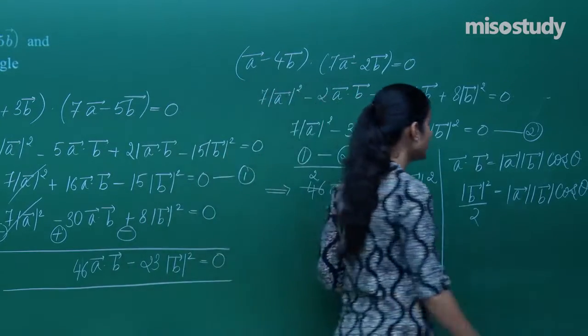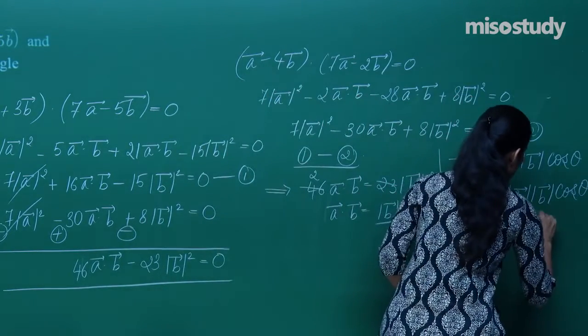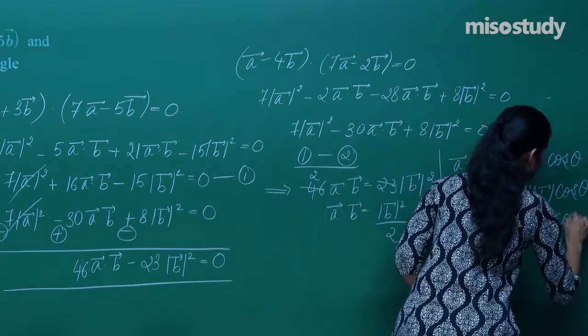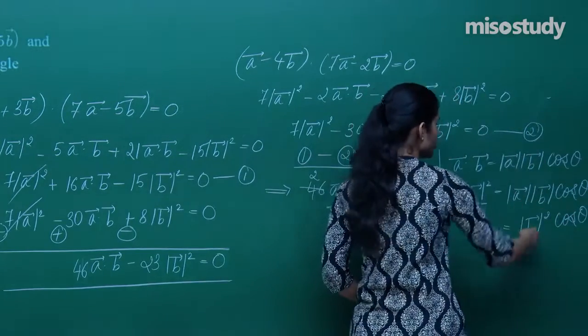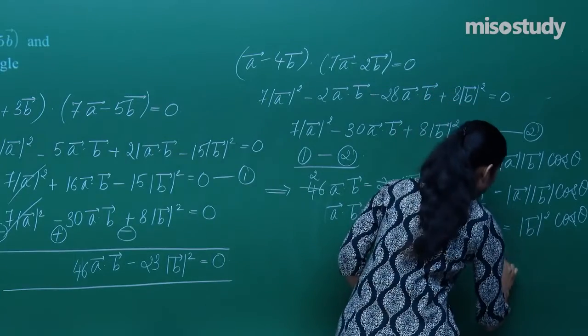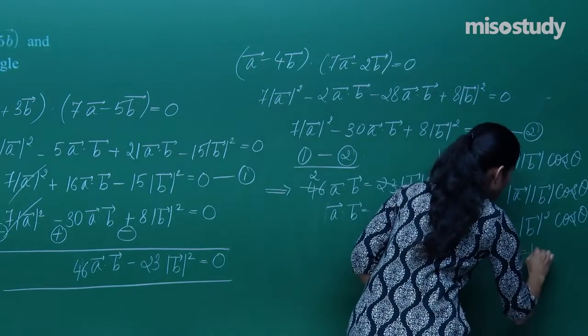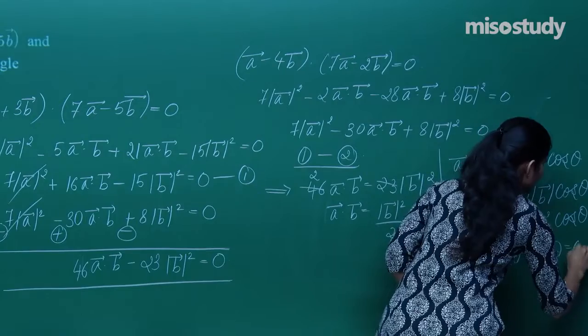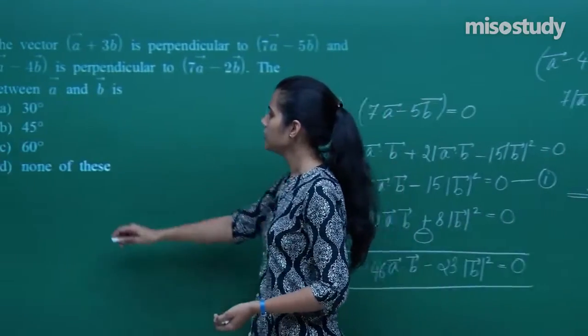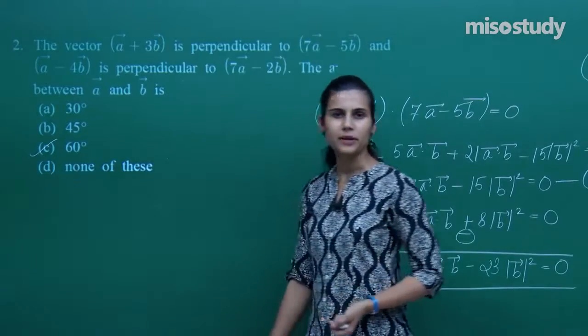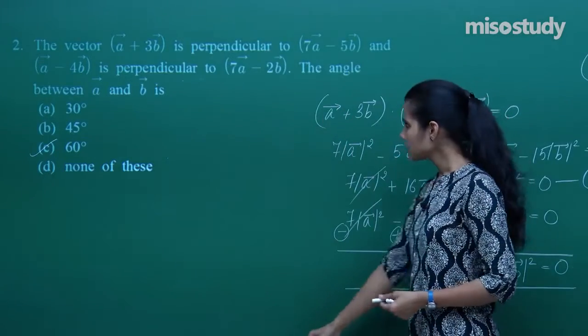The moment you get mod a equals mod b, this again becomes mod b square cos theta, because mod a is replaced by mod b. Now mod b square gets cancelled, and you are left with cos theta is 1 by 2 or theta is 60 degrees. So theta turns out to be nothing but 60. Next we have what question?